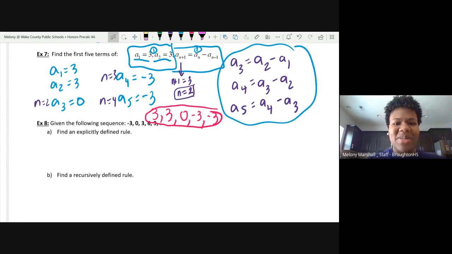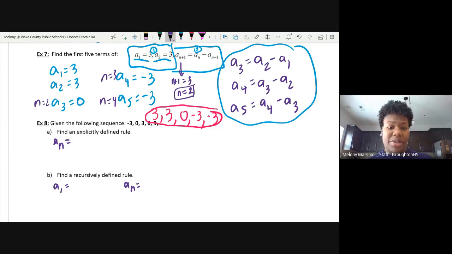Okay, so this one says find an explicit rule. So we need to figure out what a sub n equals for this one. So what in the world is a sub n? Versus the other one says find a recursive rule. Remember, we need 2 parts for this, so we've got to figure out what a sub 1 is. Let's see, which way do we want to do it? We can actually do both. It doesn't really matter. You can start with the other one and then do this one, or do this one and then the other. Whichever you decide. We're going to do both.